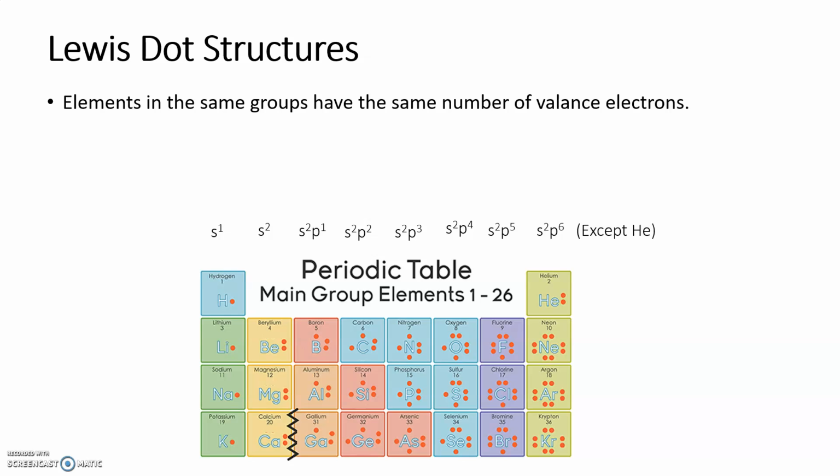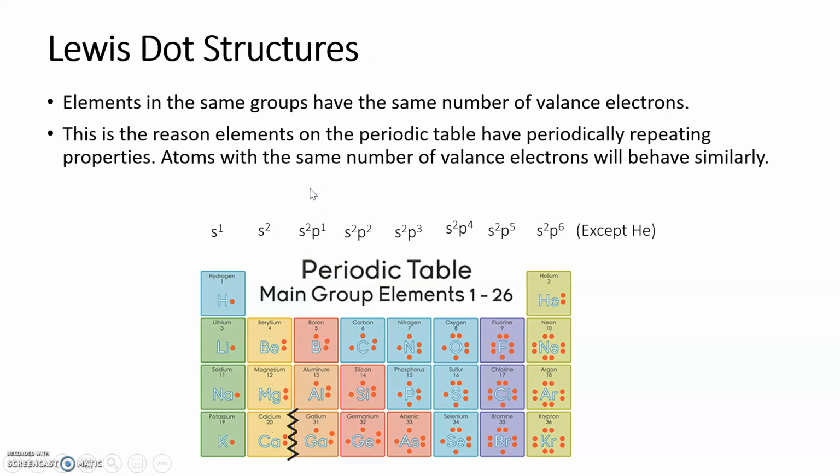Alright, so before we get to bonding, we have to understand Lewis dot structures. So the idea is that all elements in the same group, so remember groups are up and down, all the elements in the same group are going to have the same number of valence electrons. Well, a Lewis dot structure shows those valence electrons. So everybody in group 1 has one valence electron, and so we show just one dot. Everyone in group 2, the alkaline earth metals, they all have two valence electrons, so we show two dots.